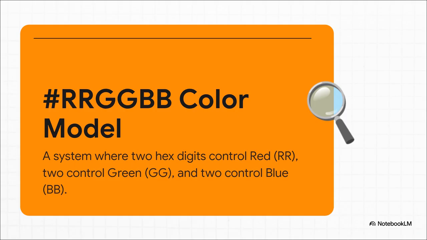And that little hashtag in front, that's just a signal telling the computer, hey, what comes next is a hex number. So, since each of the 3 primary colors gets 2 hex digits, that allows for 256 different levels of intensity for each one. You can go from 00, which means none of that color at all, all the way up to FF for the maximum possible amount.